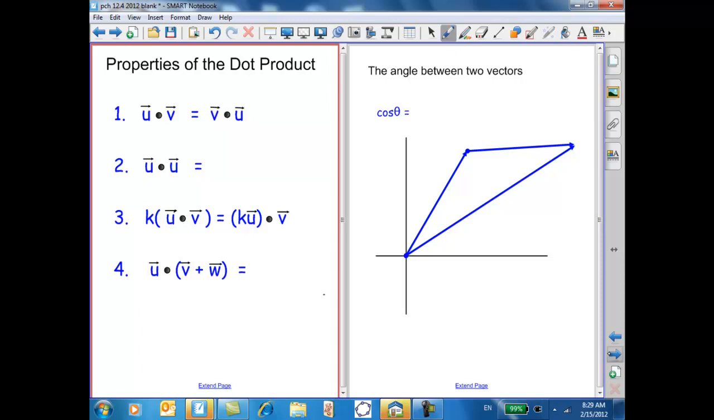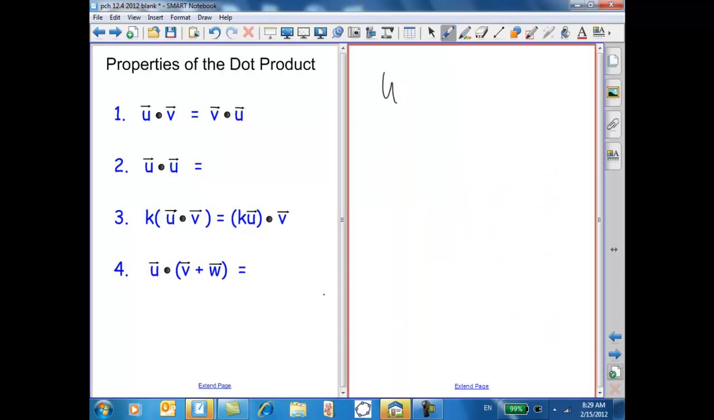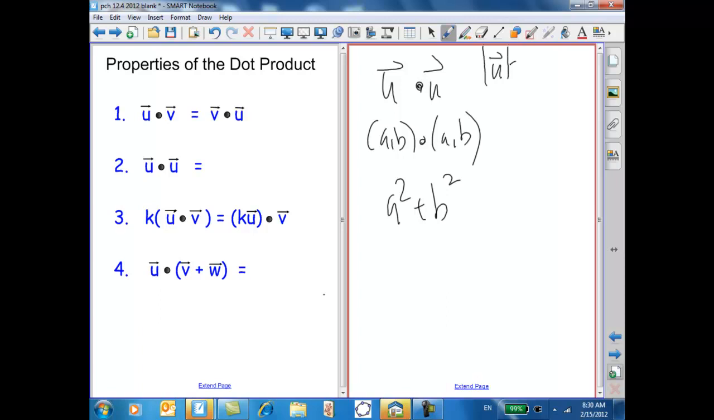Magnitude of u dot magnitude of u. So that's kind of like a comma b dot a comma b, right? So that's a squared plus b squared. Does that sound familiar? It's c squared. What is the magnitude of u? The square root of a squared plus b squared. So it's the magnitude of u squared.